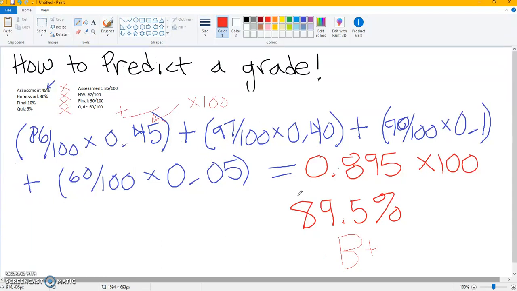So to sum up, in order to calculate your grade, you take the percent that it's worth in the class. You have to figure that out for every single class. It's different. Multiply it by how much you got divided by the total. Then you'll get a number over here. Add all of those up. That gives you a decimal. Multiply that number by 100. That gives you your percentage. So this works for any class.